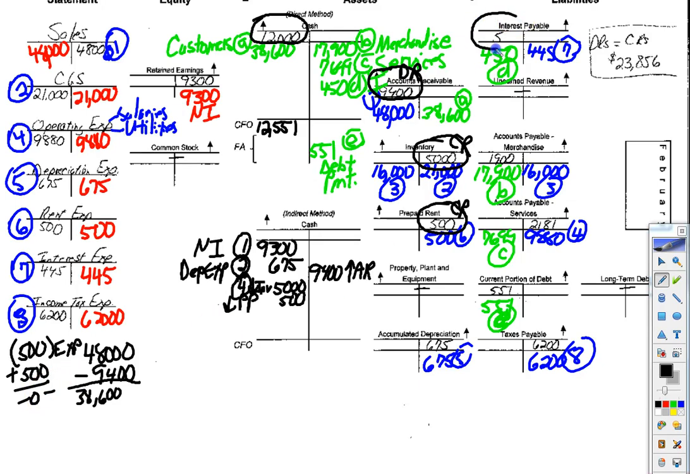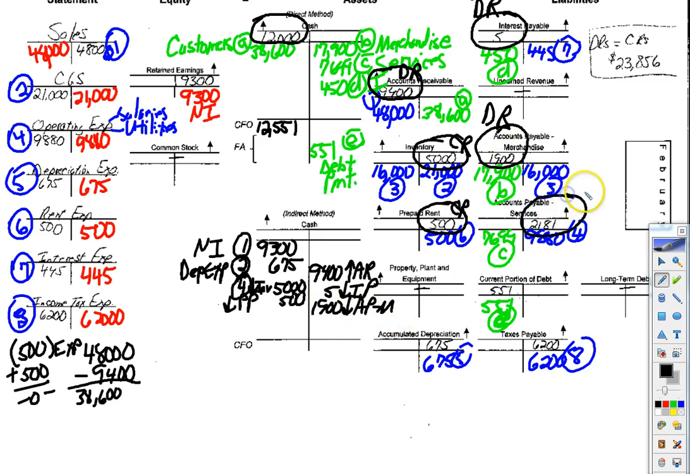Okay, also interest payable went down. That's on the debit side. So I'll put it over here as a credit. So decrease interest payable. Nothing happened to unearned revenue. Accounts payable merchandise also went down. That's on the debit side. So put it over here on the credit. So I have a debit, credit for a decrease in accounts payable merchandise.